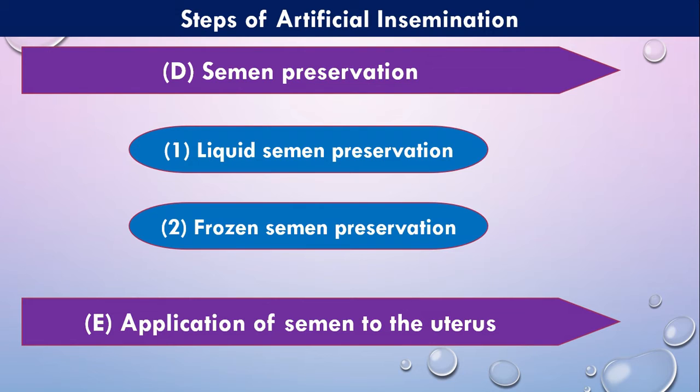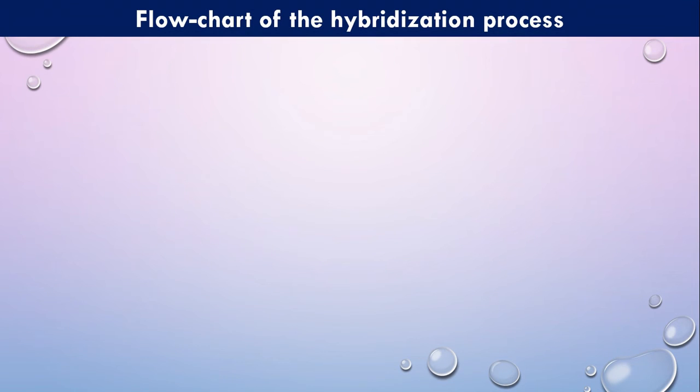That is why this is very complex. I told you before as well, if the farmer is illiterate and uneducated, that farmer will not be able to do this process. Now I will discuss the flowchart of the hybridization or artificial insemination process. So how do you do this process? For this process, we need one improved cow and one local cow.